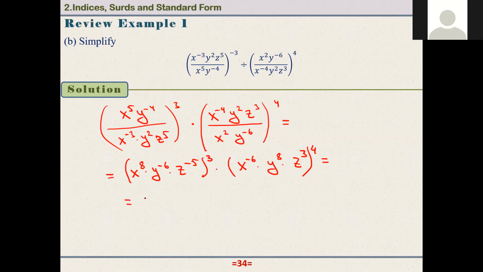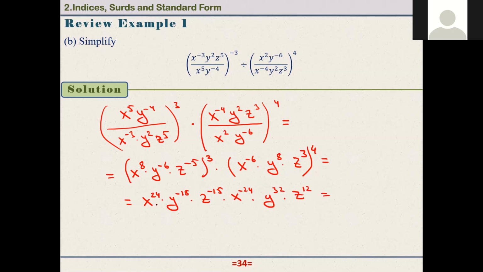Now, if you clear the brackets, what do we get here? 8 times 3, 24. And y to the power minus 6 times 3, minus 18. And z to the power minus 15 times. How about here? Minus 6 times 4, x to the power of minus 24. y to the power of 32 times z to the power of 12.